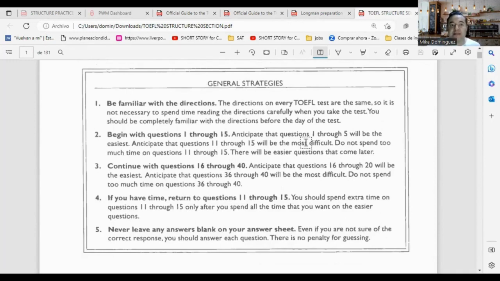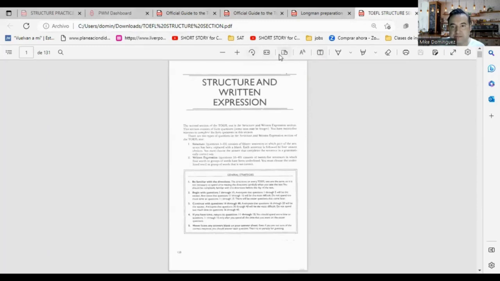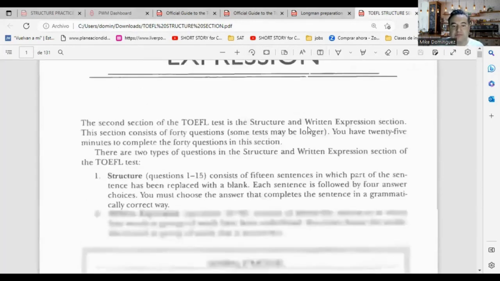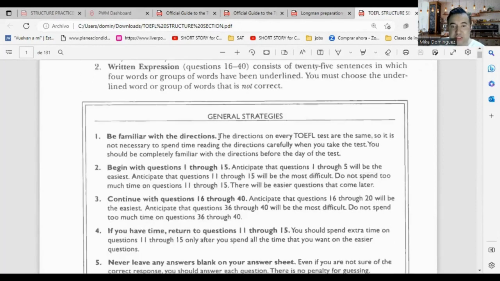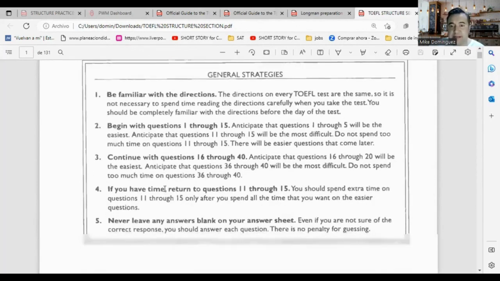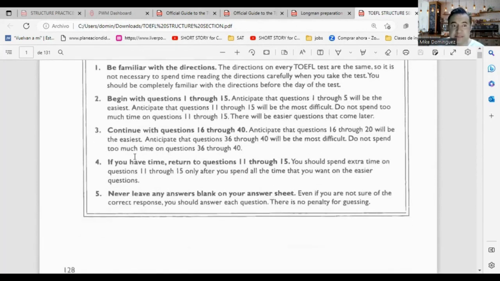Number one, be familiar with the directions. The directions on every TOEFL test are the same, so it is not necessary to spend time reading them carefully when you take the test. That's also the idea of this course, for you to get familiarized with the form of the test. So you don't have to read the directions again every time, and you take advantage of the time instead.